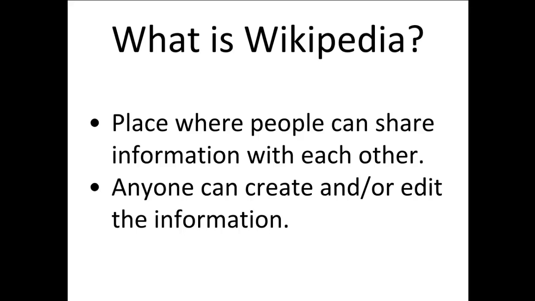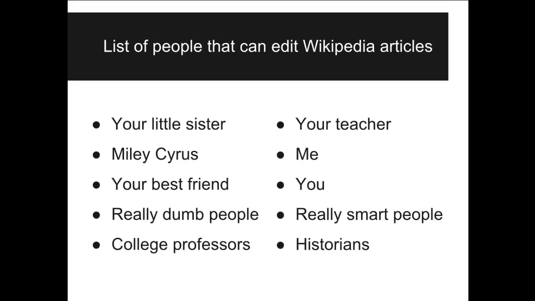Basically, Wikipedia is a place where people can share stuff with each other. Anyone can create or edit the information on Wikipedia. So, as a result, if we think about the list of people that can edit Wikipedia articles, it's infinite. There are a lot of people on this list, and some of them are more trustworthy than others. For example, if your little sister wrote an article about physics, you probably would not use that for your school assignment. On the other hand, if someone very smart wrote an article about physics, it might be trustworthy.